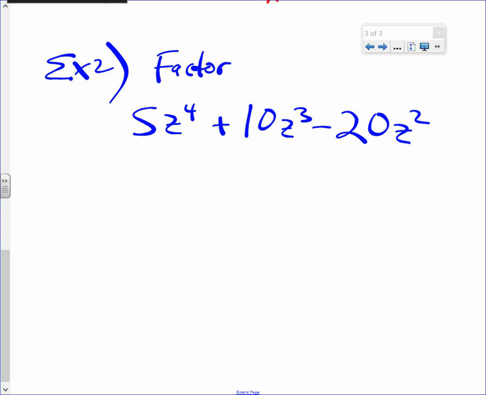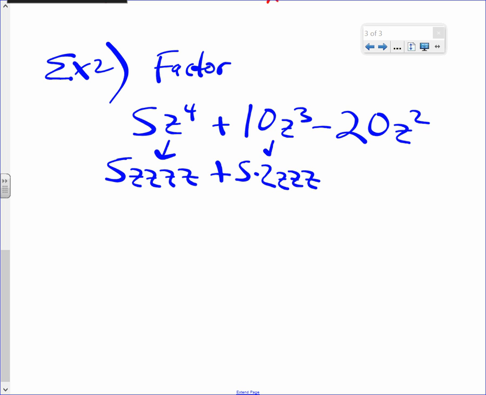If you can't see it quickly, here's what you do. Look, 5z to the 4th is really 5z times z times z times z, right? That's what that means. 10z to the 3rd is really 5 times 2 times z times z times z. See, I rewrote 10. And the 20 I can write as 5 times 4 times z times z.